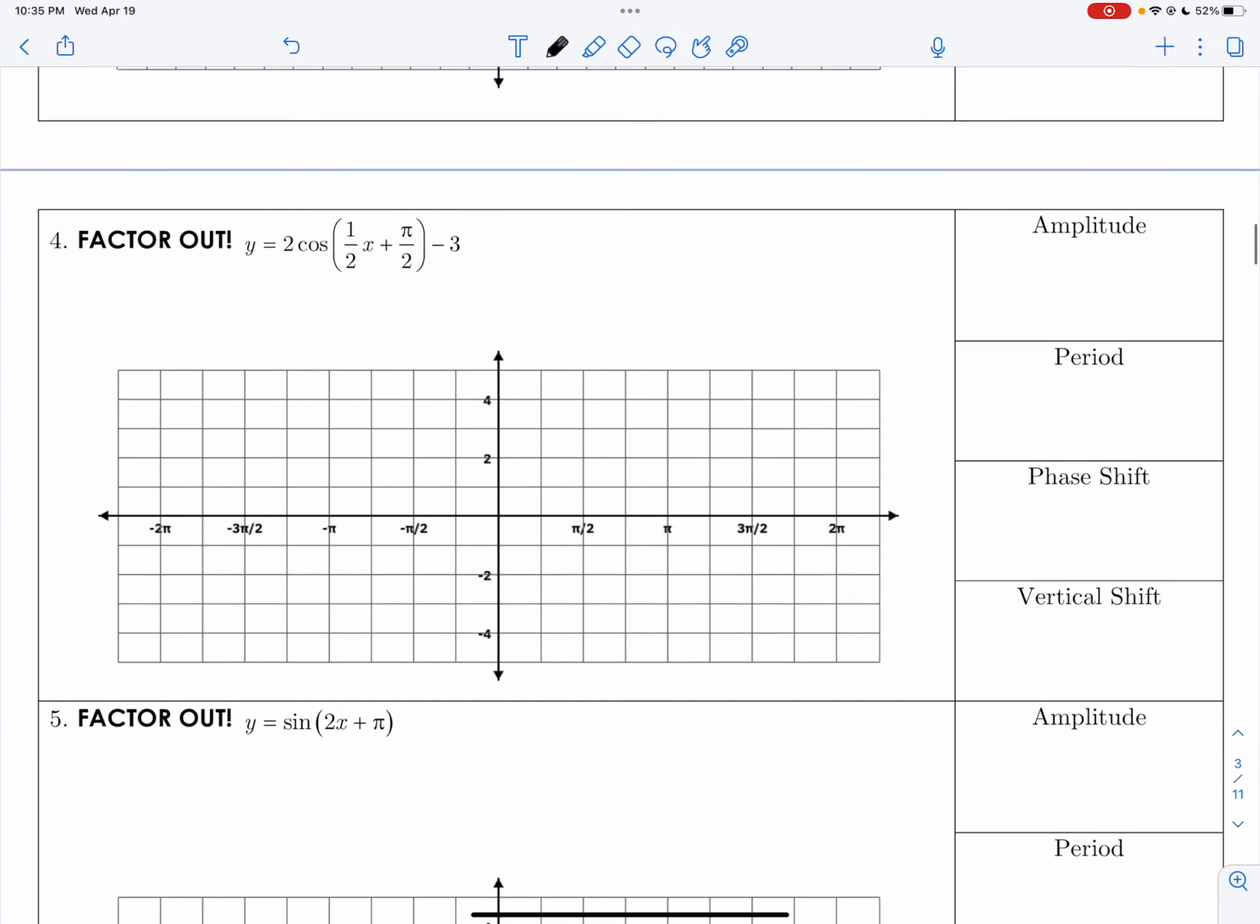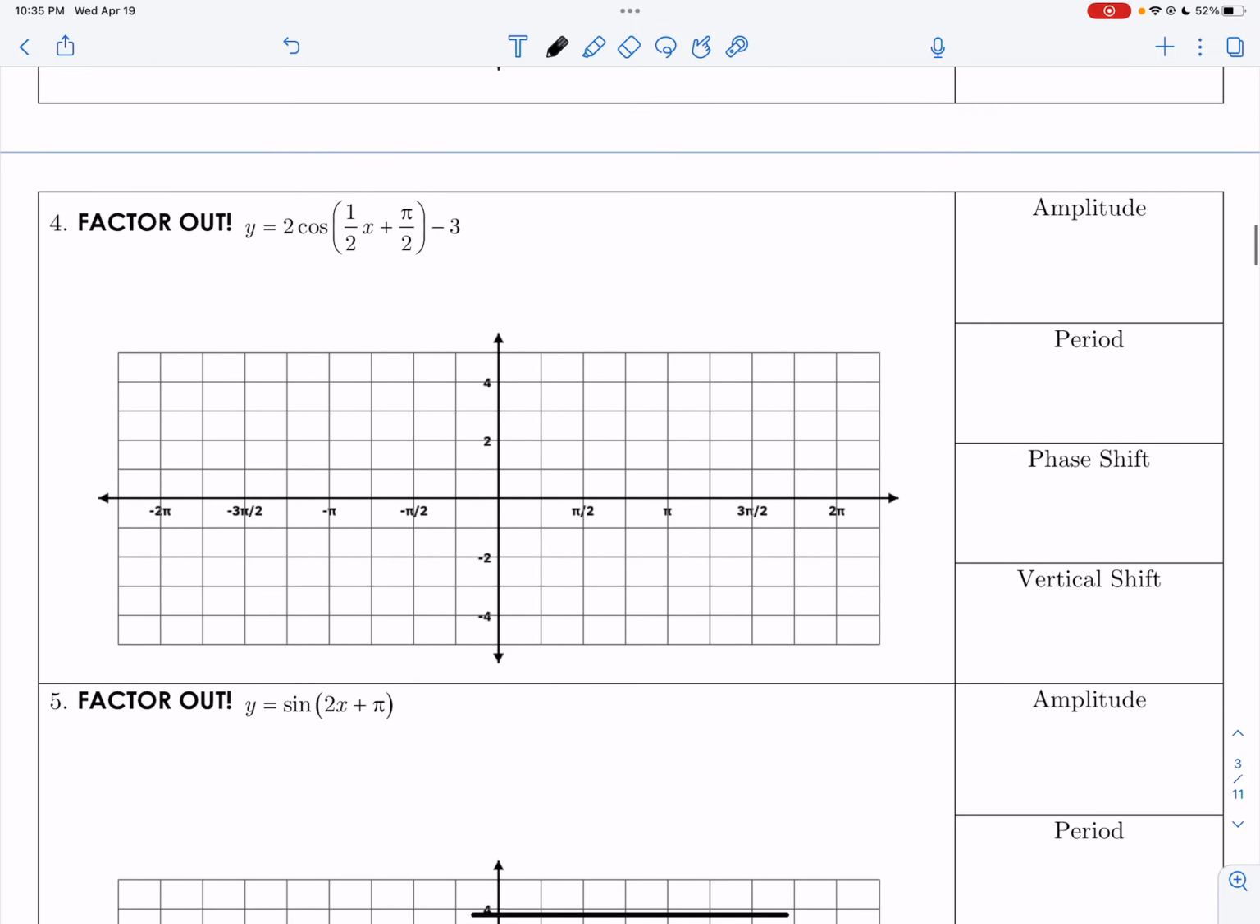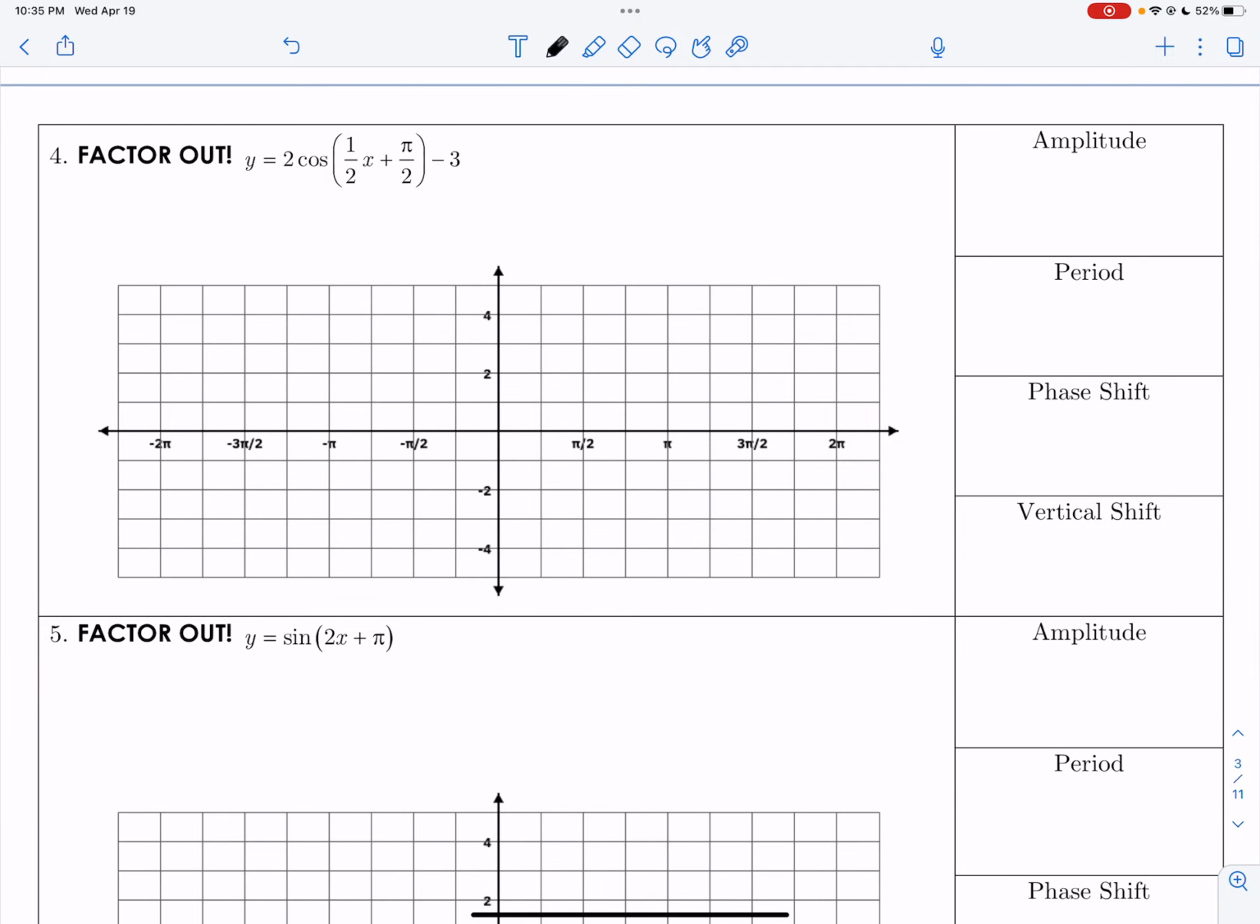I'm going to do number 4. I don't want to do all these problems. We are going to factor out 2 cosine of 1/2 x plus pi over 2, minus 3. And the reason why we want to factor this out is because my coefficient is not 1. So we're going to cry for 2 seconds because my coefficient is not 1. But we can make it 1 by factoring out 1/2. Now, if I factor out 1/2, that's going to leave me with pi as my phase shift. So I'm going to go left pi.